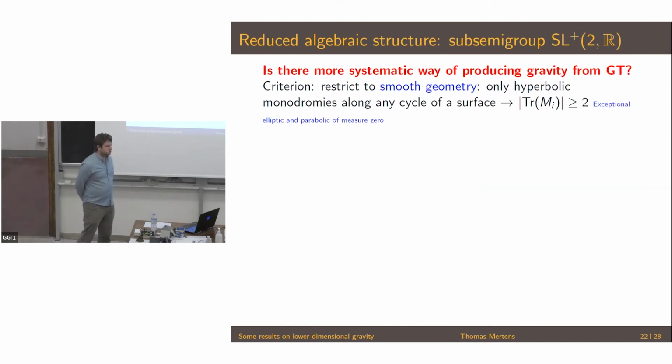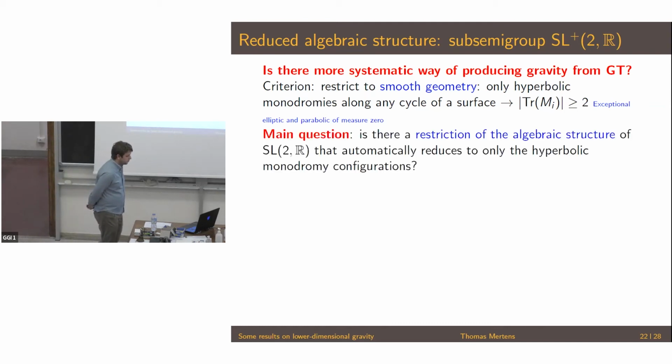So the question that I now want to ask, given all of this, is there a more systematic way of producing gravity from gauge theory? And the criterion clearly has to be that we need to restrict to smooth geometries, or only have hyperbolic monodromies along all of the cycles of our surface. So the trace of all of the monodromy matrices have to be bigger than 2. And then the main question that I want to try to answer here is: is there a restriction of the algebraic structure of SL2R itself that would automatically reduce to only these hyperbolic monodromy configurations? Is there a way of getting rid of the others from the very start?